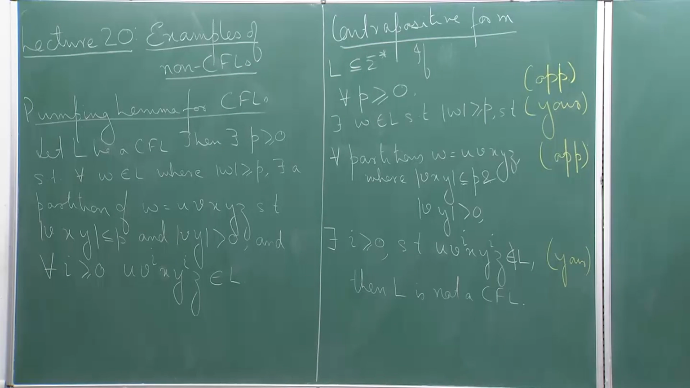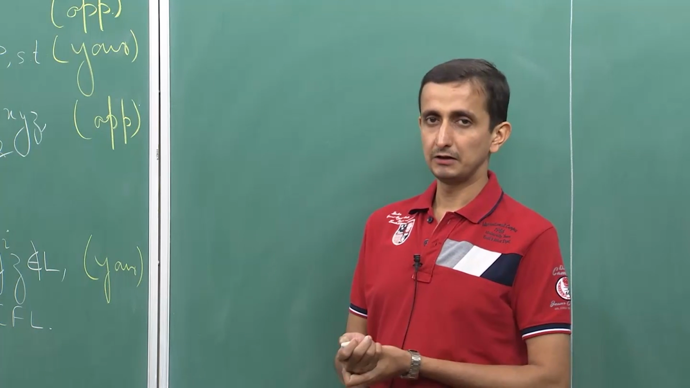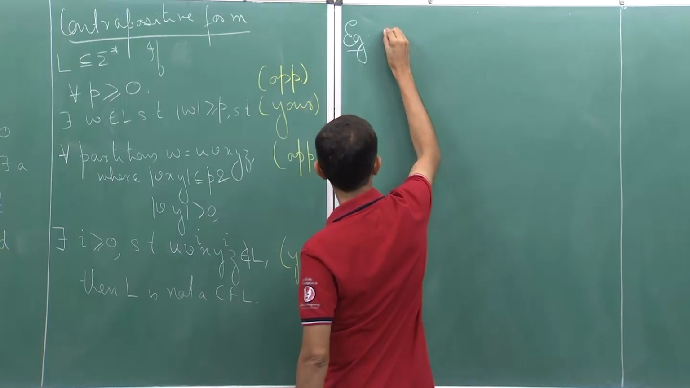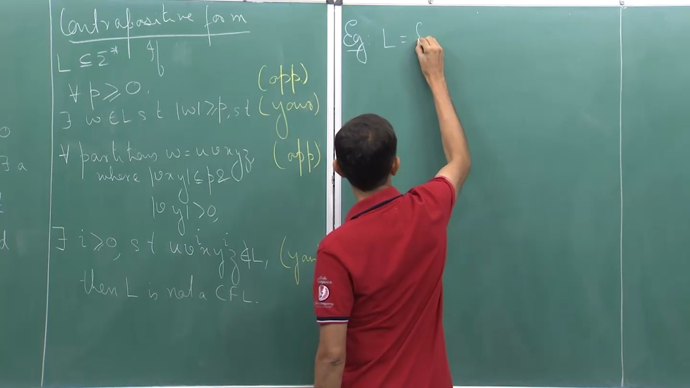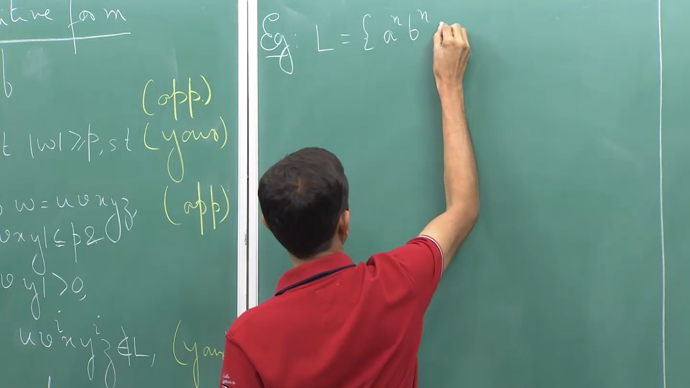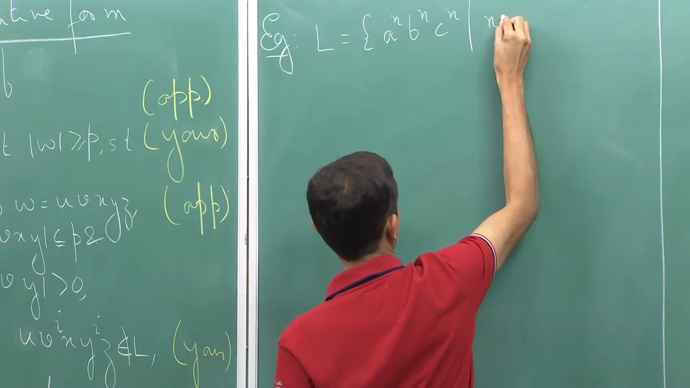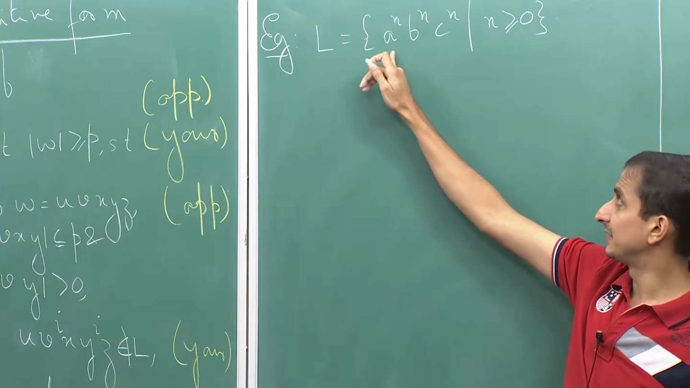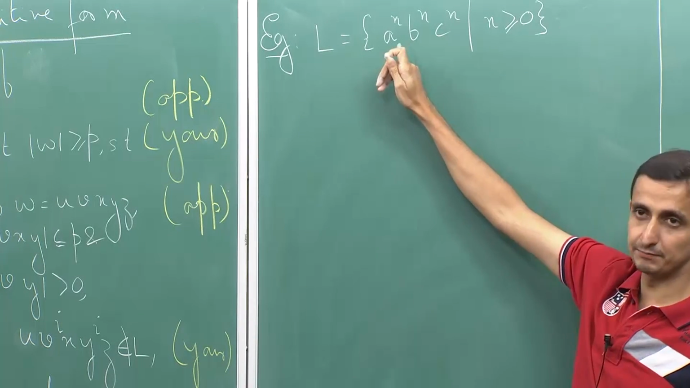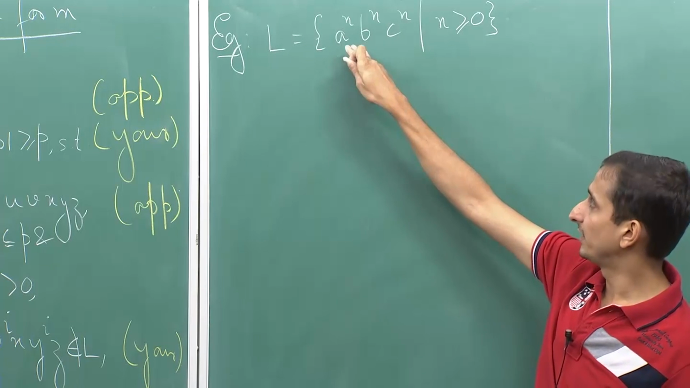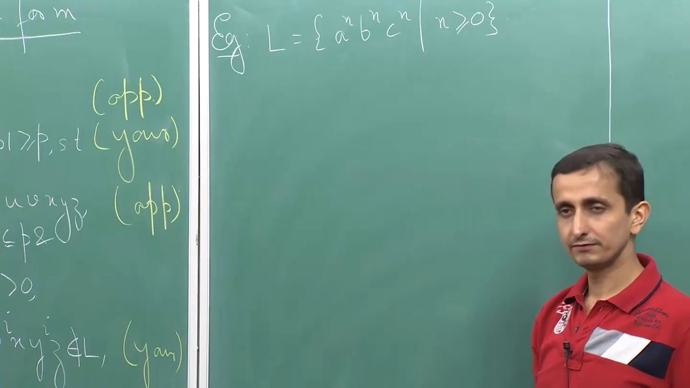So, what we will show today is how to use this pumping lemma to show languages are not context free. Our first example will be the language L which consists of strings of the form a to the power n, b to the power n, c to the power n for n greater than or equal to 0. The alphabet has 3 symbols a, b and c, and we look at all strings which have an equal number of a's followed by an equal number of b's followed by an equal number of c's.